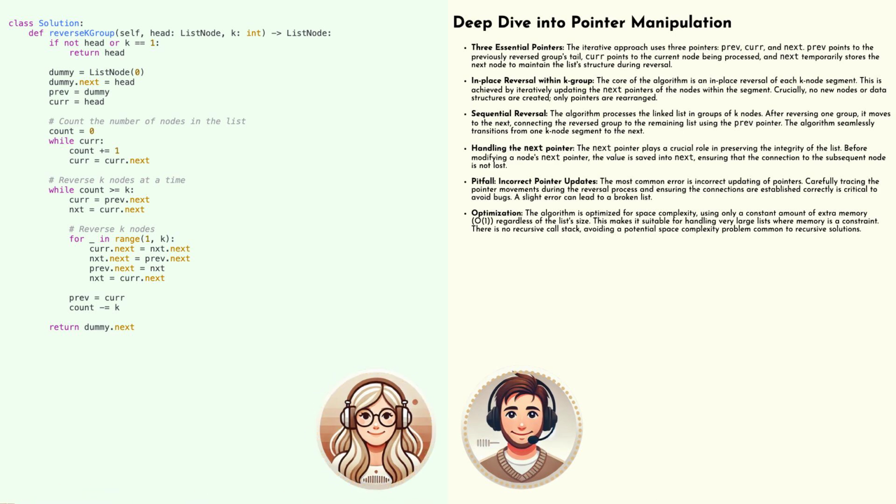Head is at node 2, prev is at node 1. Store node 2's original next pointer, which is pointing to node 3, in our temporary variable. Then update node 2's next pointer to point to node 1, where prev is currently pointing. So now both node 2 and node 1 are pointing backwards. Node 2 to node 1, and then node 1 back to whatever prev was pointing to before.